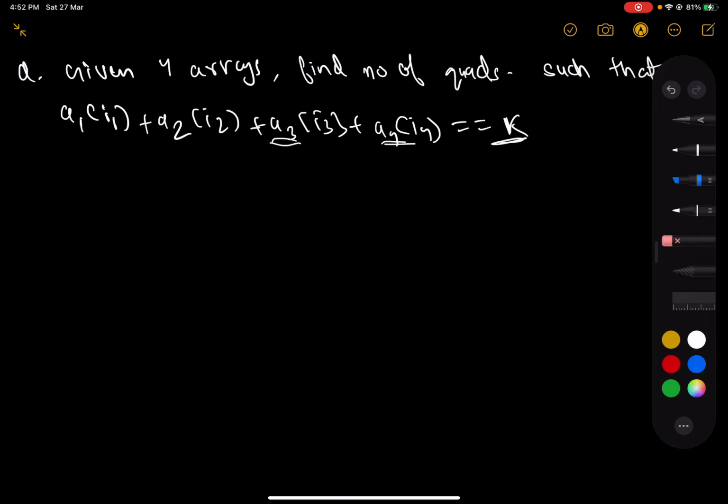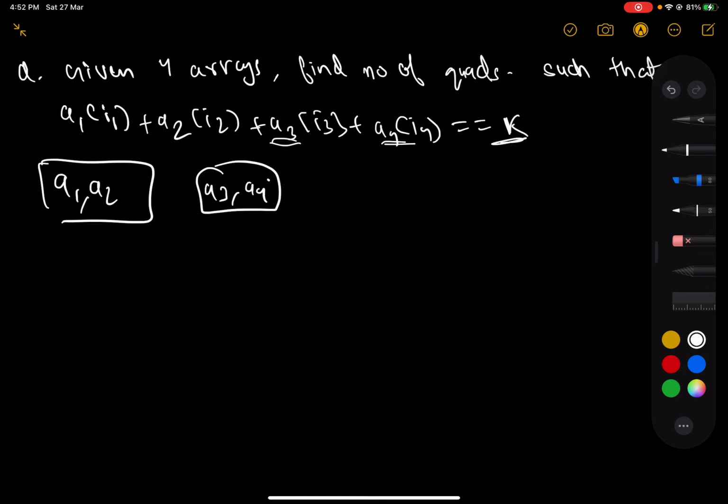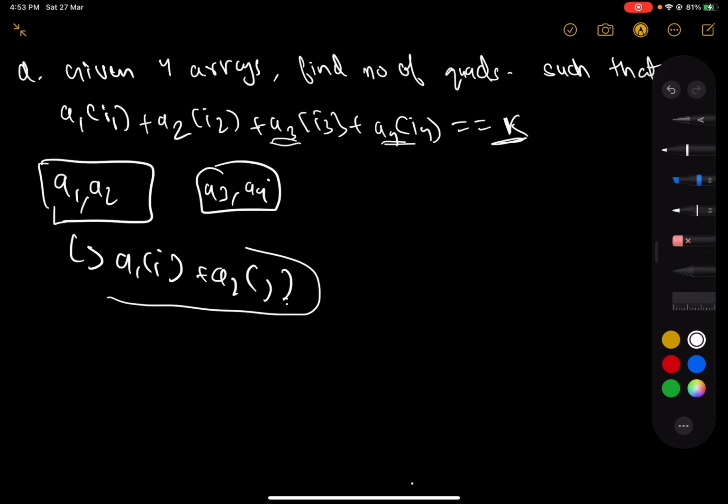You first segregate the arrays. You put a1 and a2 in the same box and a3 and a4 in the other box. Now you find all the pairs i, j. You iterate over a1 and a2, and store the frequency of the value a1i plus a2j. You find this for all values of i in a1 and all values of j in a2, and you insert this into the frequency map.